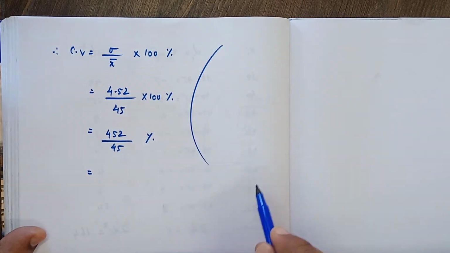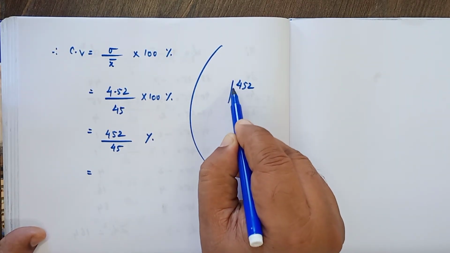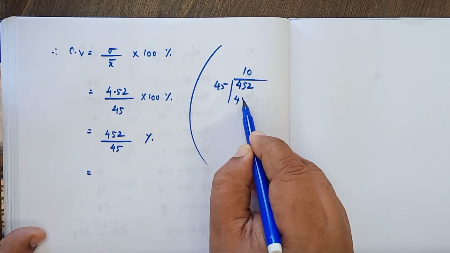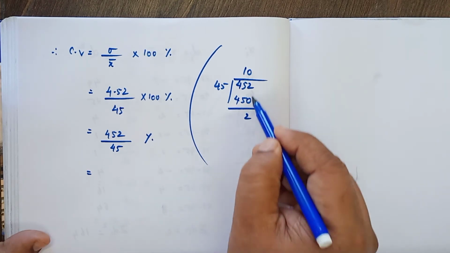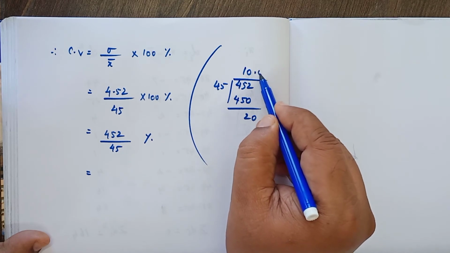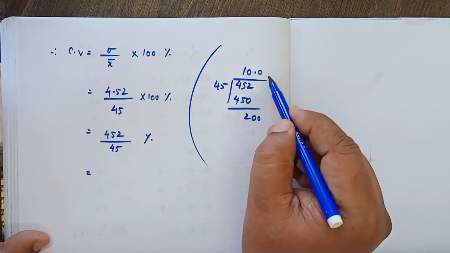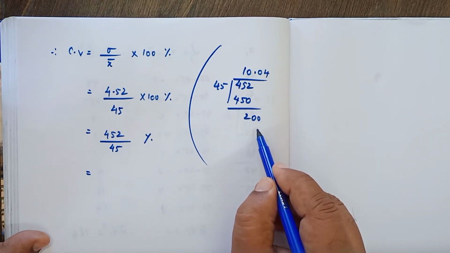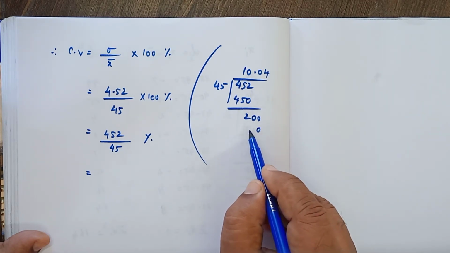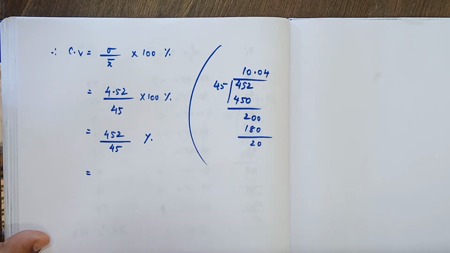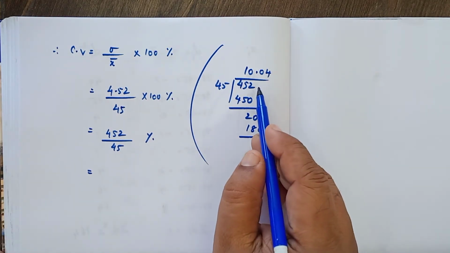Now we can divide 452 by 45. 10 45s are 450, balance 2. So we can't divide. Here 20, here 45, so we put 0, here also 0. How many times? 4 times only. 4 5s are 20, balance 2. 4 4s are 16 plus 2, 18. Then 2 0. So 10.04 approximately. This is, you are getting 10.04.